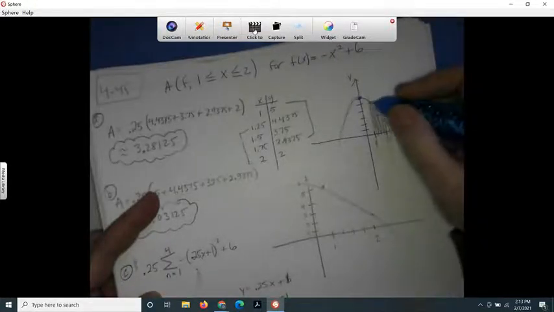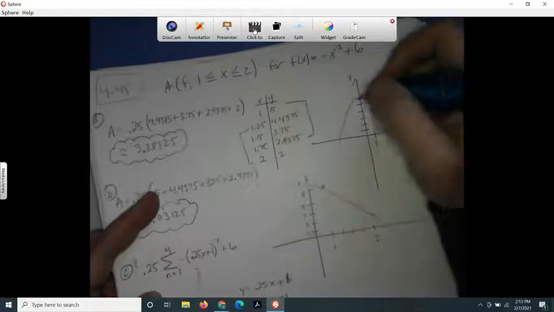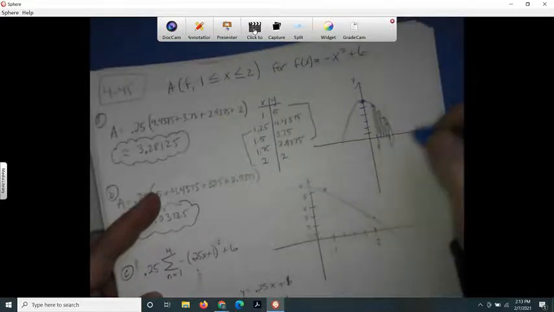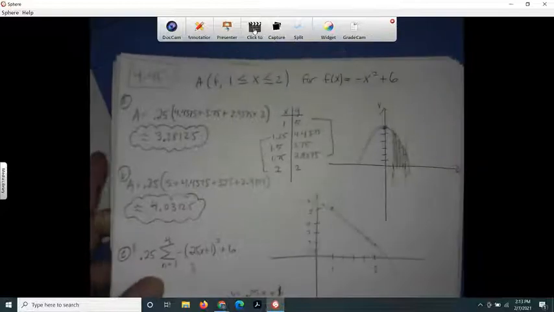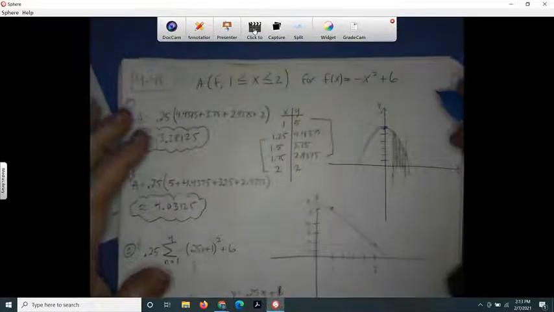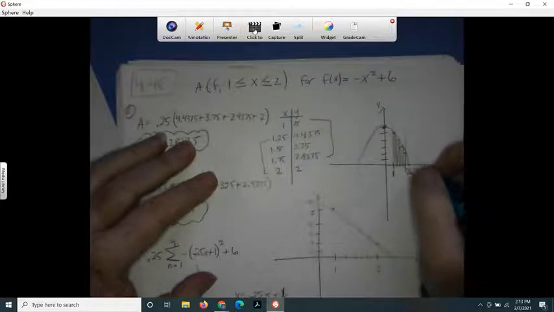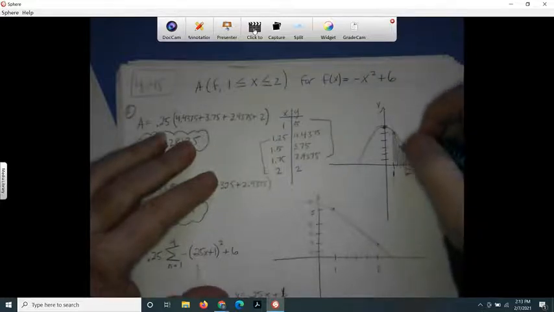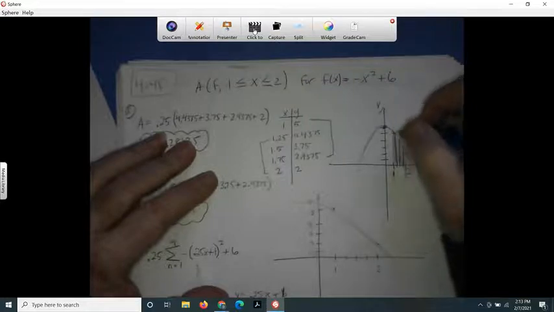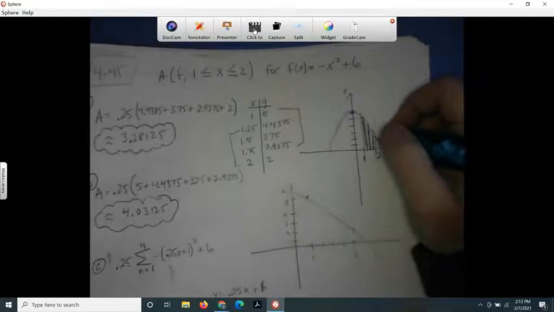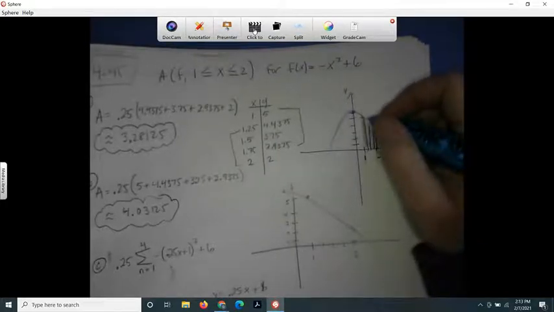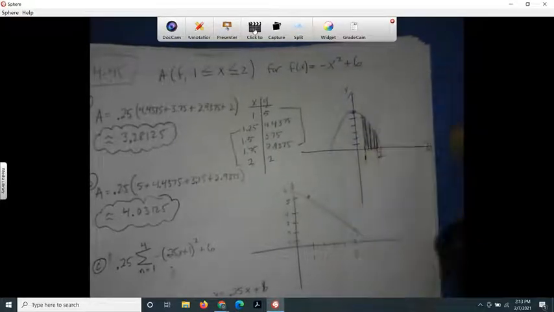So you can see my underestimates. I have to use 4 rectangles, right? It told me in the directions to use 4 rectangles. So I have to chop this interval between 1 and 2 into 4 little rectangles. I don't know if you can even see these little rectangles that I'm making, but it's chopped into these 4 tiny little rectangles in between 1 and 2.